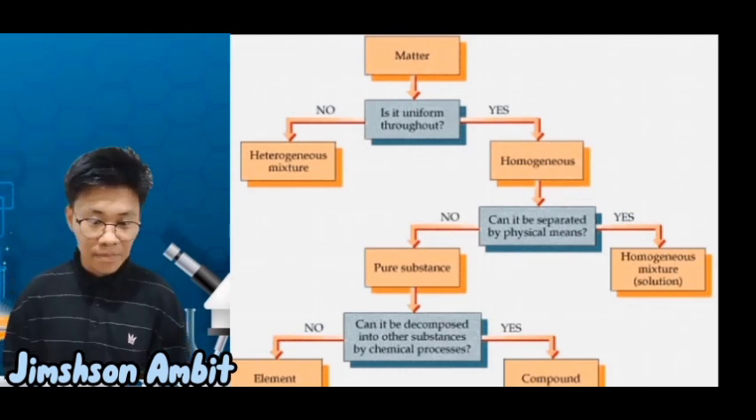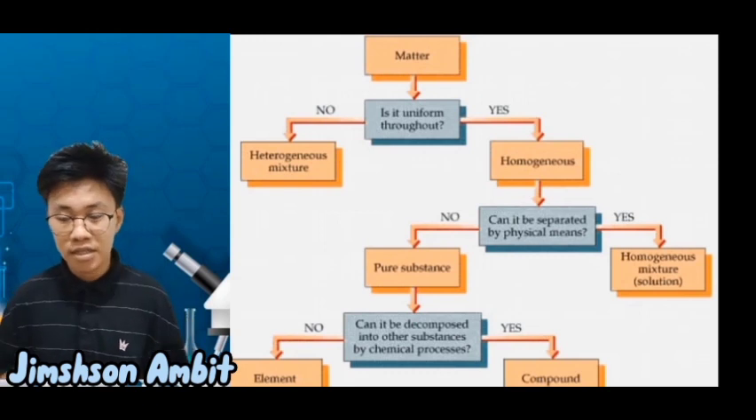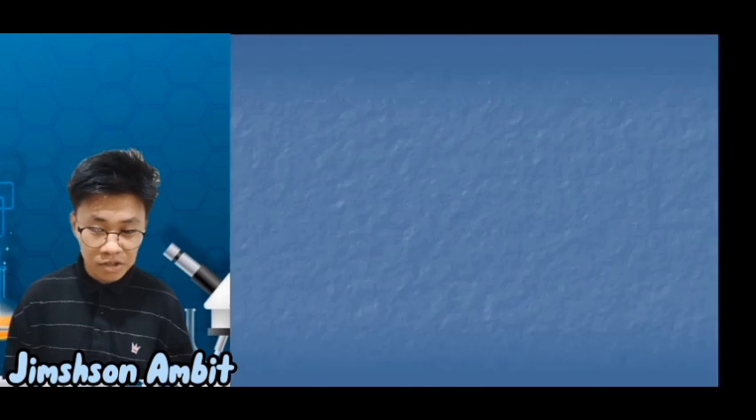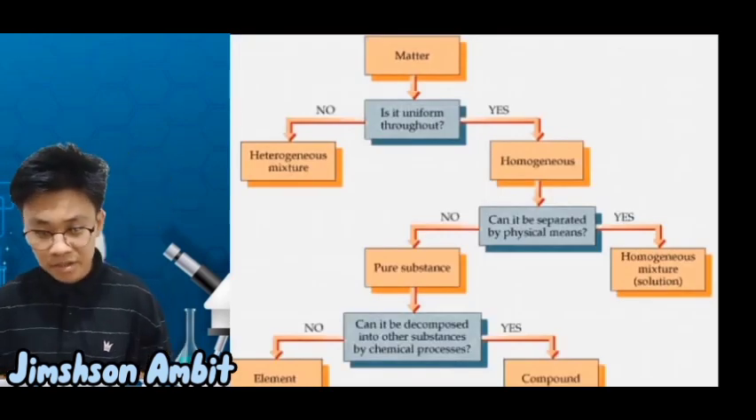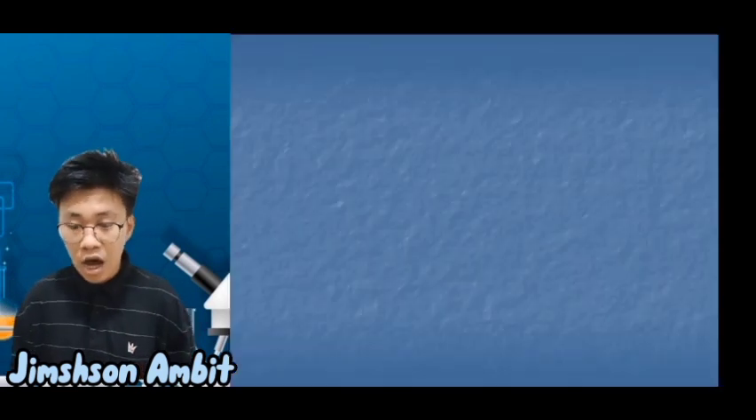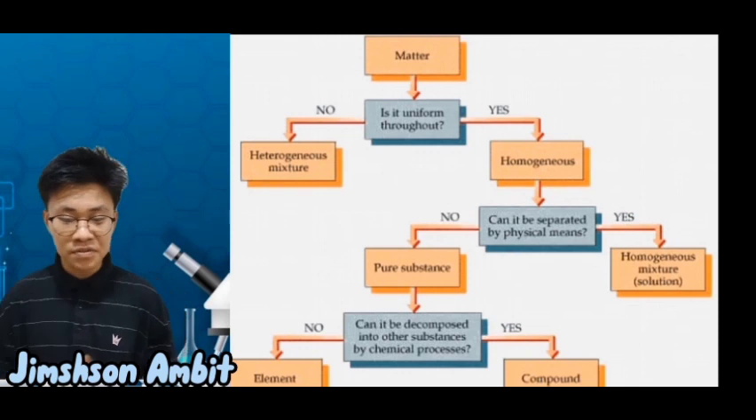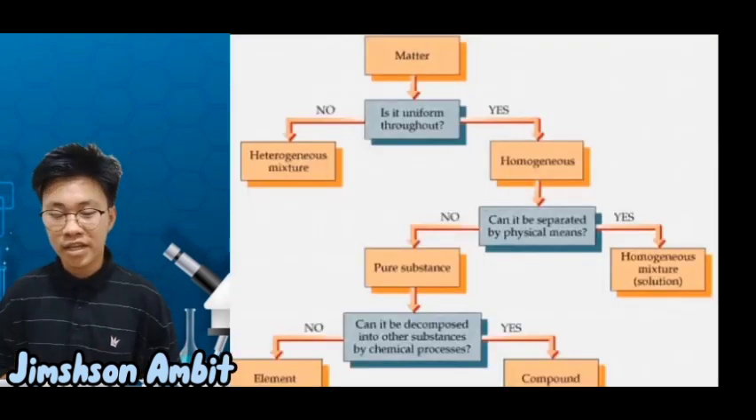So, in summary, granite is a heterogeneous material that is not uniform throughout. It can be physically separated into smaller fragments or individual minerals through mechanical means. However, separating granite into its constituent materials by chemical means is not a common or practical process.